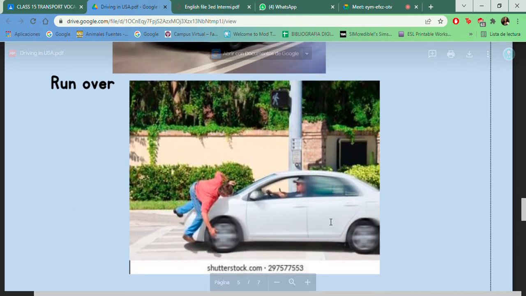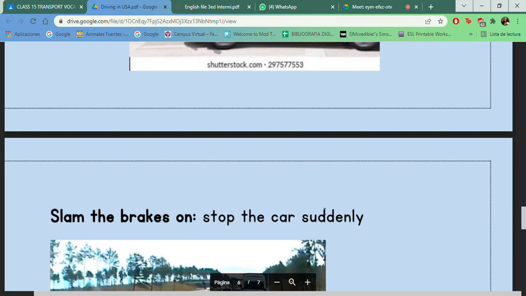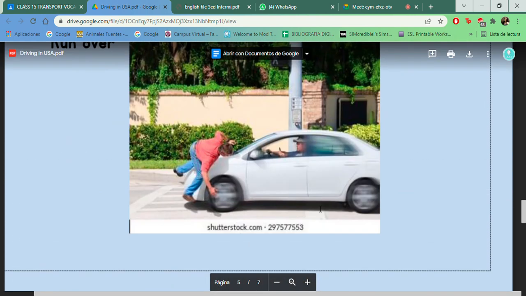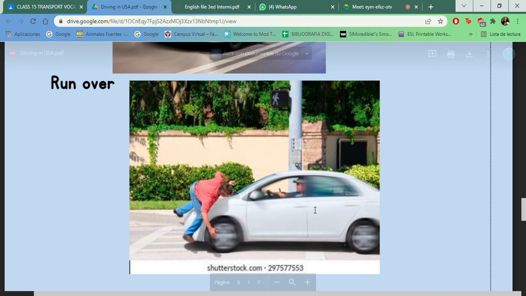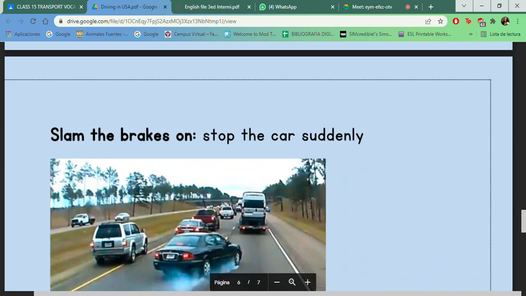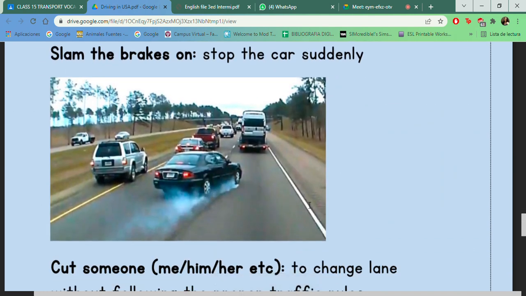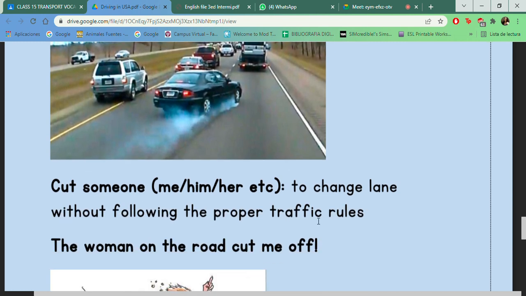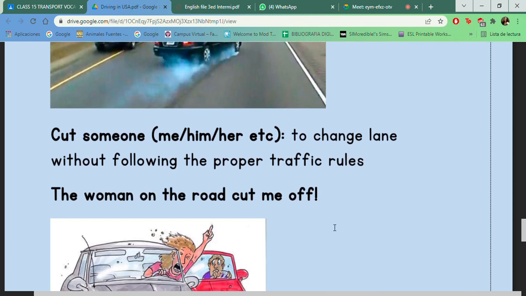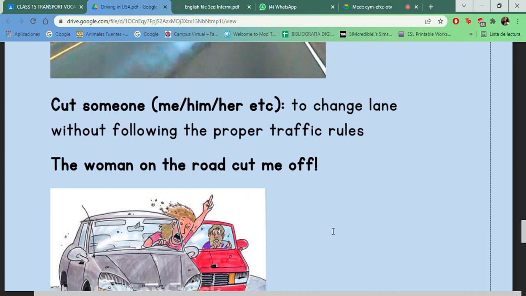Okay, run over someone. This is what we call run over someone or something. I ran over someone. I ran somebody over, you would say. Good. Slam the brakes on. This means to stop the car suddenly. To cut someone off means to change lanes without following the proper traffic rules.